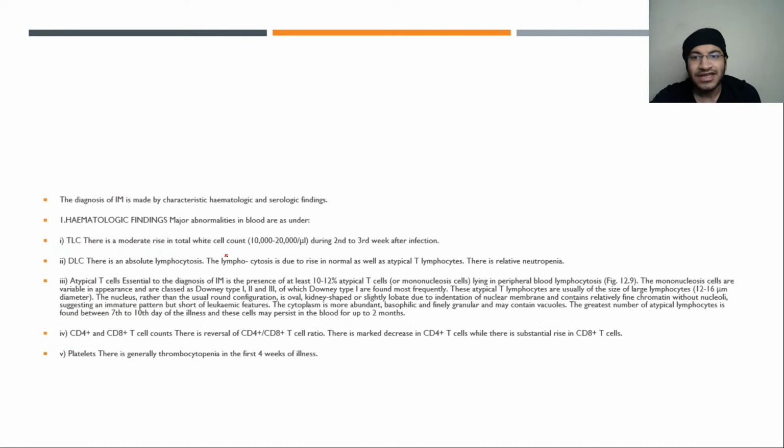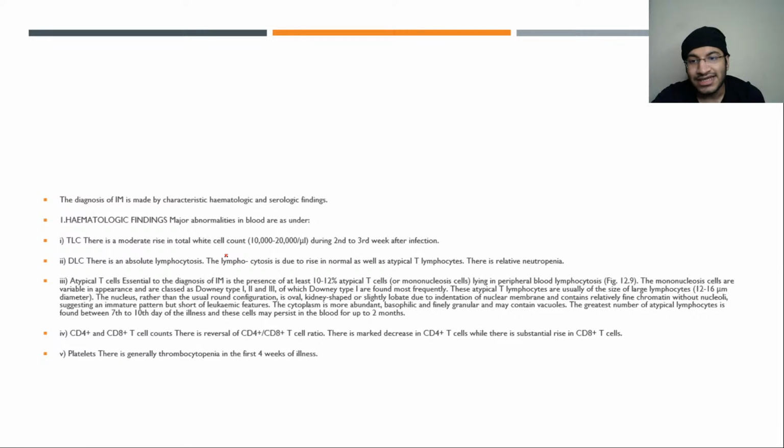Then the diagnosis of IM is made by characteristic hematological and serological findings. So in the hematological findings, the TLC, total leukocyte count, will be raised, and there will be 10,000 to 20,000 during first to the third week after infection. In the differential leukocyte count, absolute lymphocytosis will be there. The lymphocytosis is due to the rise in the normal as well as the atypical T lymphocytes, which we saw just now, and there is relative neutropenia.